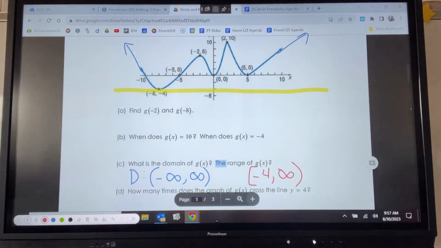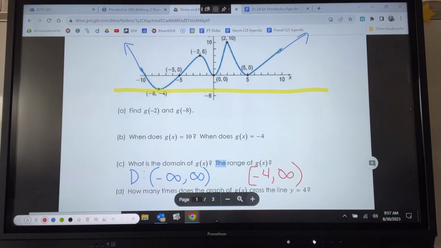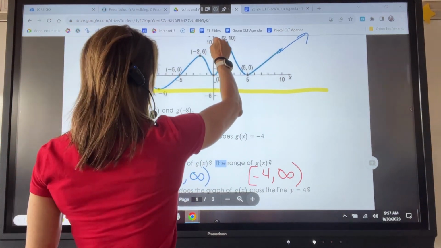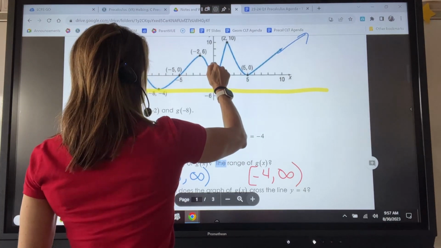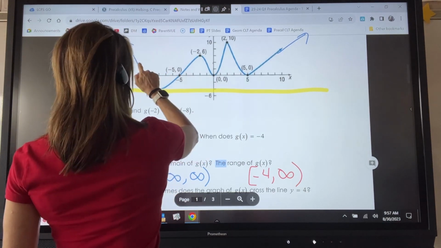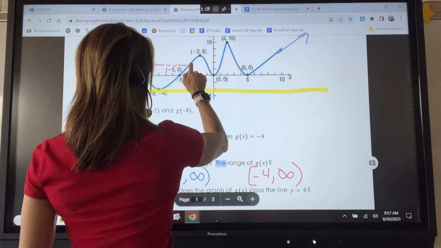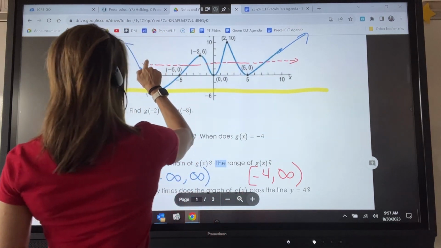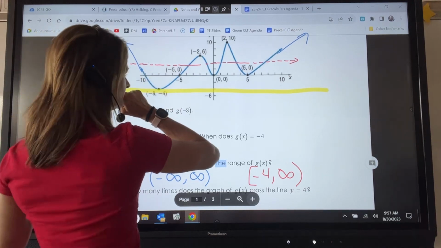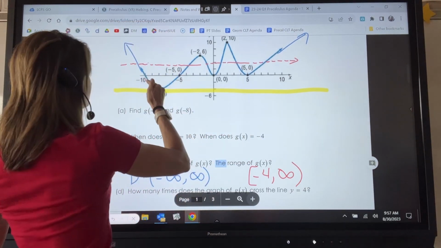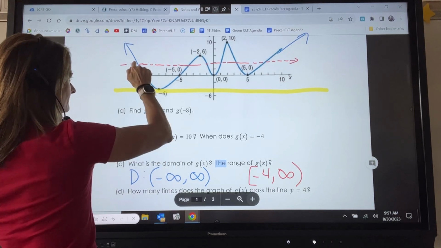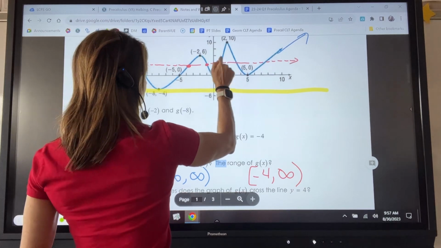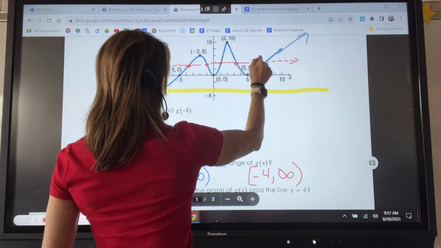Excellent. All right, how many times does the graph of g of x cross the line y equals 4? So we find, where's y equals 4? This is 10, so it's clearly counting by 2s. 2, 4, here's 4. So here's y equals 4. Okay, that's terrible, but you get the point. So how many times does it cross? Well, I extended this one so you can see it goes up and it's going to eventually cross. So 1, 2, 3, 4, 5, 6.